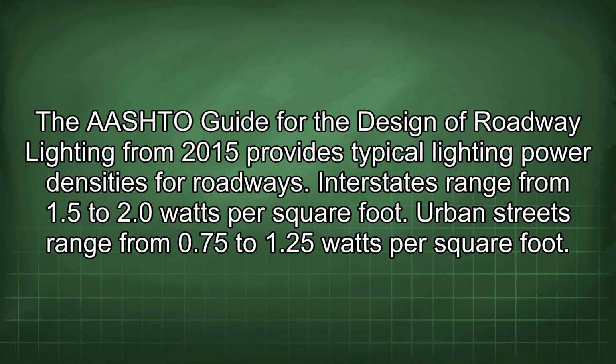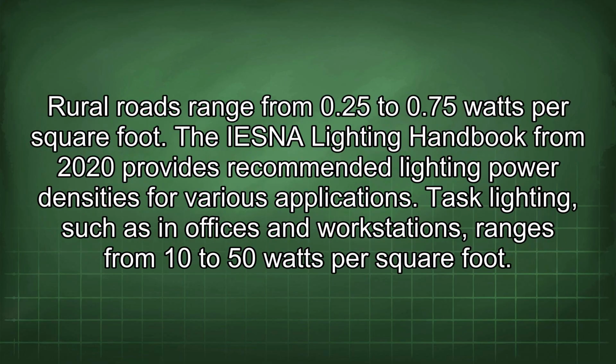The AASHTO Guide for the Design of Roadway Lighting from 2015 provides typical lighting power densities for roadways. Interstates range from 1.5 to 2.0 watts per square foot. Urban streets range from 0.75 to 1.25 watts per square foot. Rural roads range from 0.25 to 0.75 watts per square foot.